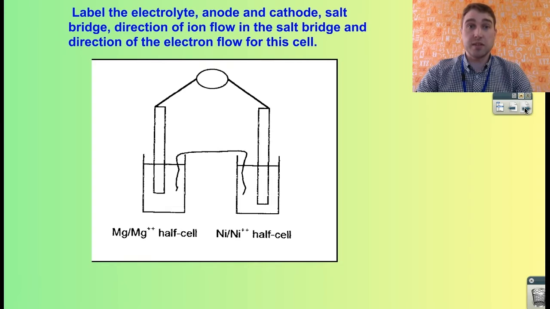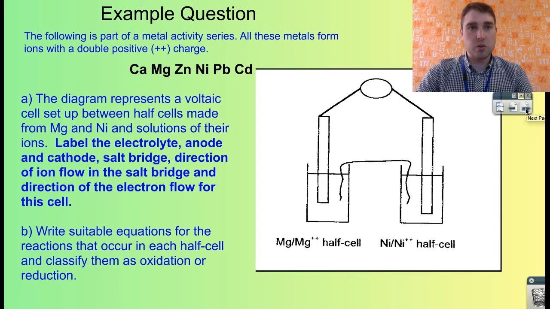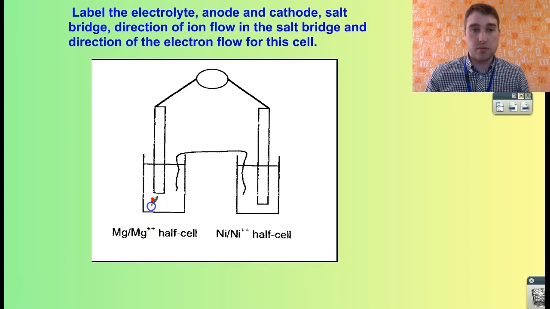So the first thing we're going to do is do our labeling, and then we'll do the equation. So we'll start with the electrolyte. The electrolyte is just the solution that's inside. We weren't told in the question what the solutions are, but they're solutions of magnesium-nickel solutions. Okay, so inside this side we're going to have magnesium 2+ aqueous. And over here we're going to have nickel 2+ aqueous. Okay, so we've labelled the electrolyte.